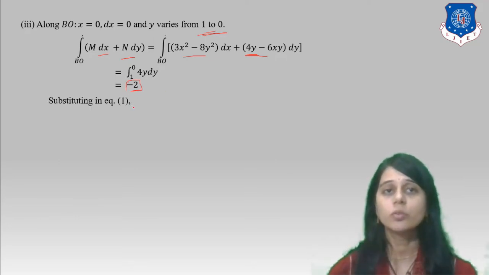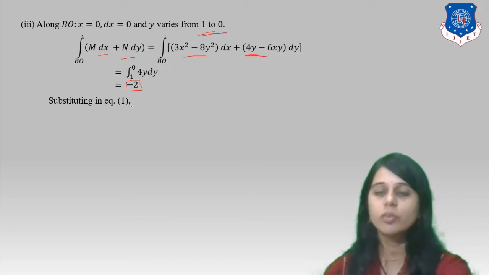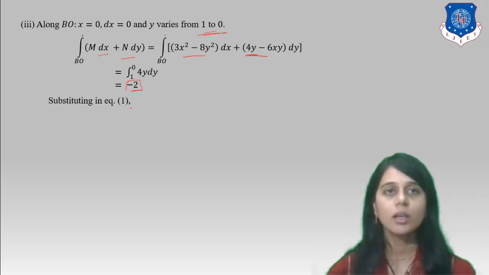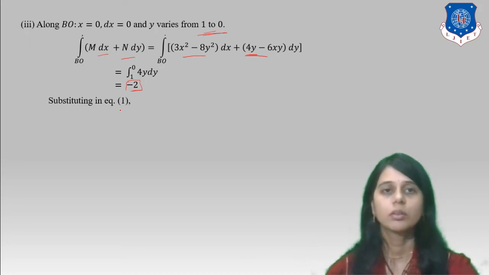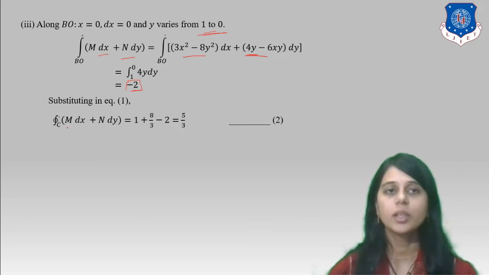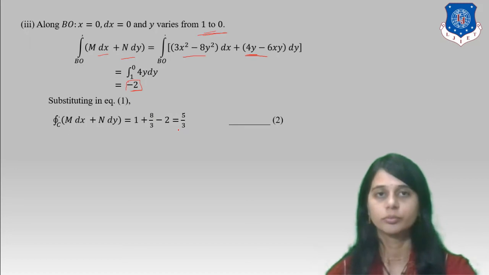Substitute in equation 1. What is equation 1? Equation 1 is the sum of the three curve integrals: the line integral of M dx + N dy is 1 + 8/3 − 2. So the answer is 5/3.